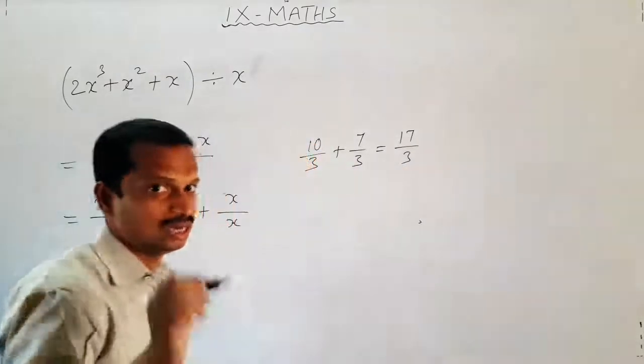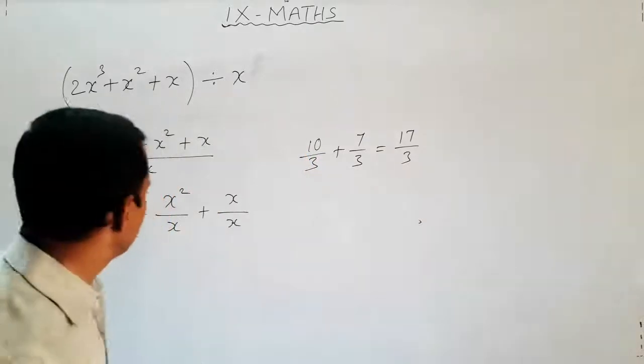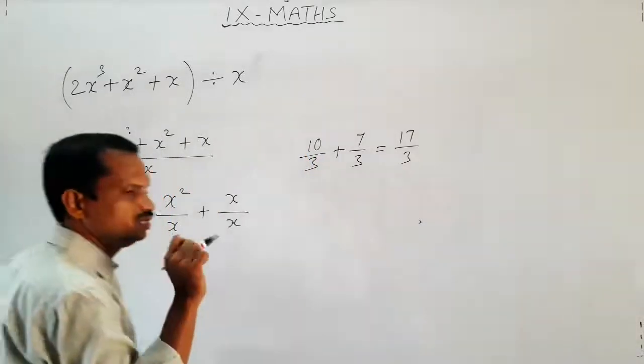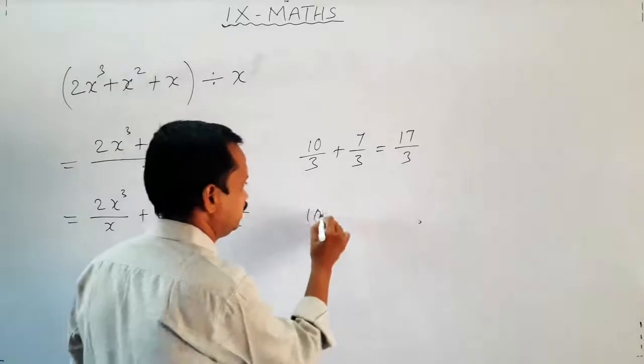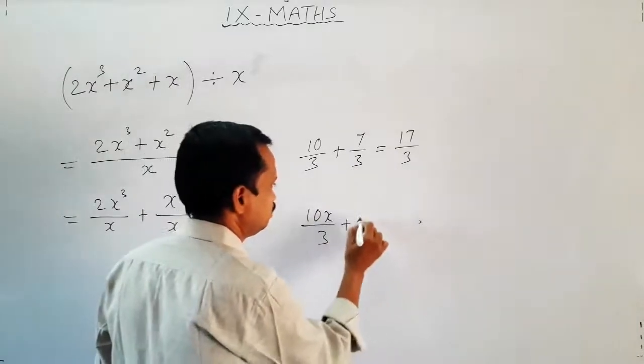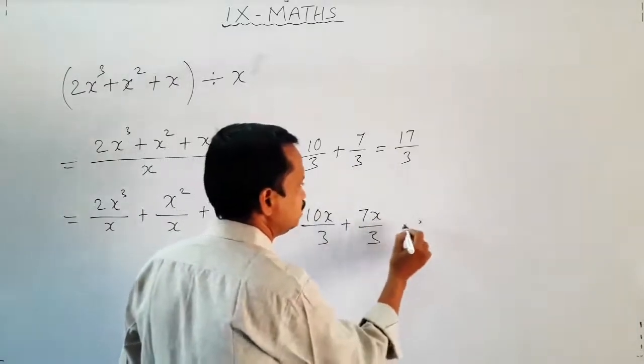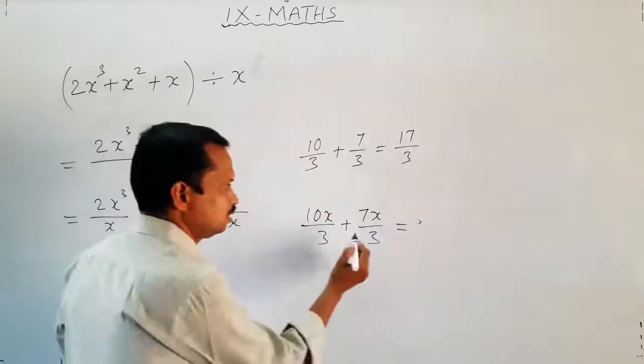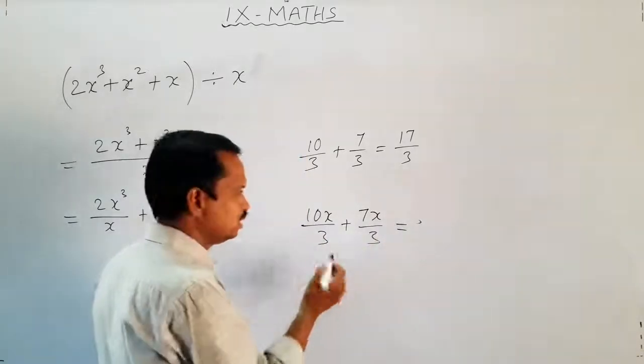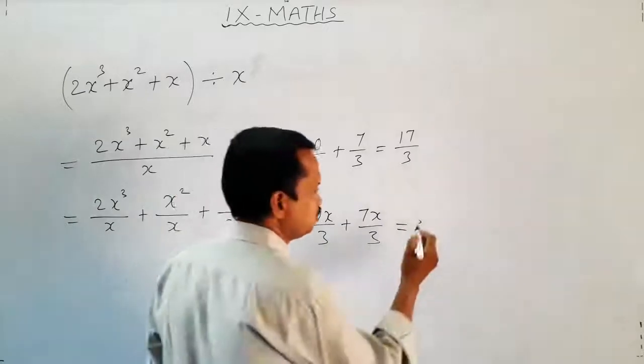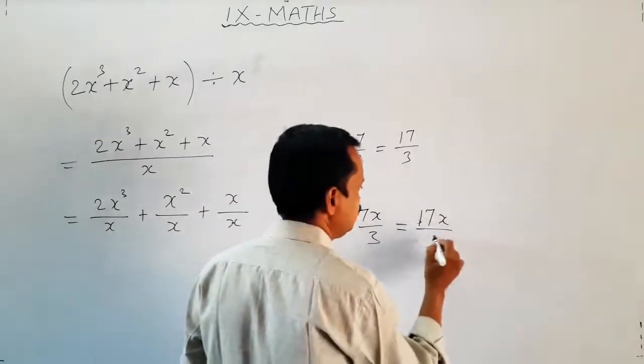But you know, in numbers, we can add. But these are unlike terms. If they are like terms, then we can add. For example, 10x by 3 plus 7x by 3. Then we can write this with the common denominator: 10x plus 7x, then we get 17x by 3.